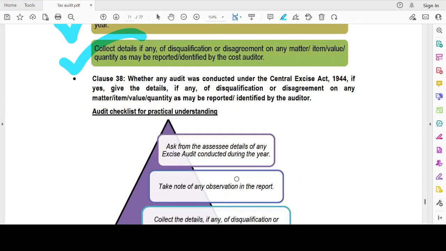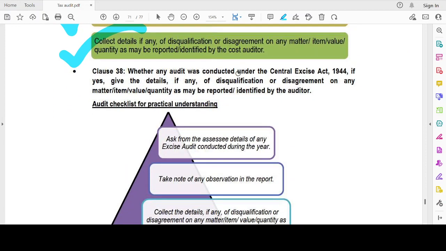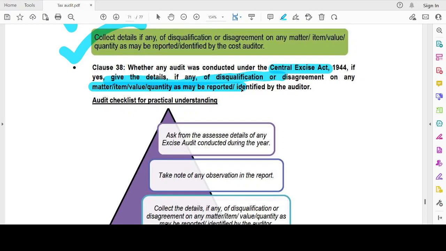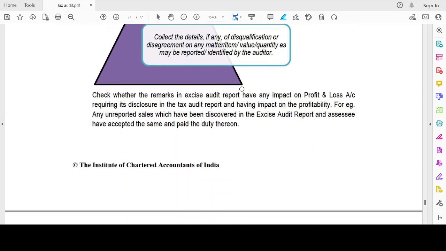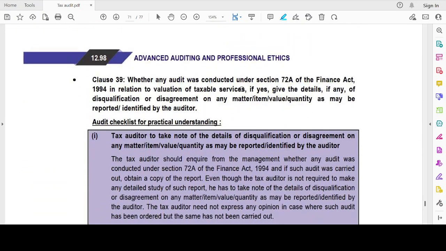Now, next clause. Whether audit was conducted under the Central Excise Act. If yes, give the details of any disqualification or disagreement on any matter, item, or value as may be reported. Okay, same to same. There it was cost audit, here it is excise audit.